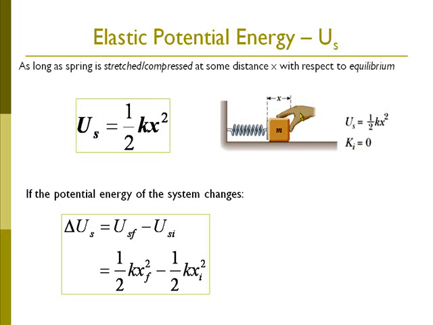But we know the instant that the hand lets go of the block, the spring's potential energy is likely to be converted to kinetic energy. Changes in the potential energy of the spring-block system, delta U, are given by 1/2 k x final squared minus 1/2 k x initial squared.